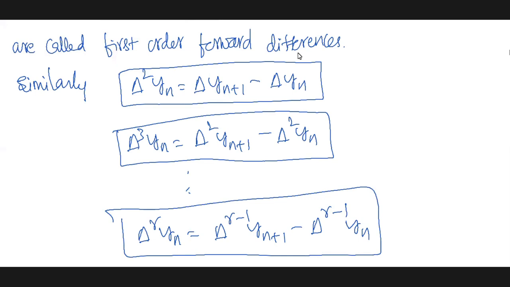So how to find second order forward differences using first order? How to find third order forward differences using second order? How to find rth order forward differences using r minus 1th order forward differences? Is it clear?